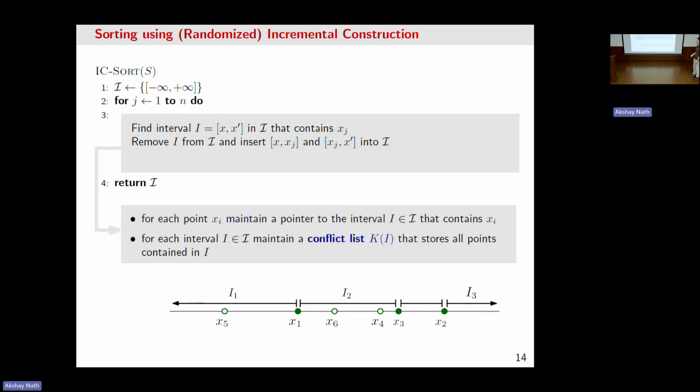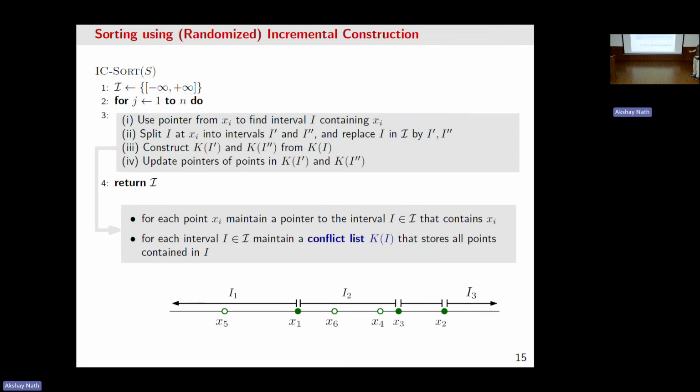So now it's pretty simple. What do we have to do? Well, I simply use the pointer to go to the interval. I split this interval into 2 subintervals. Now I have to make the conflict lists of these subintervals.